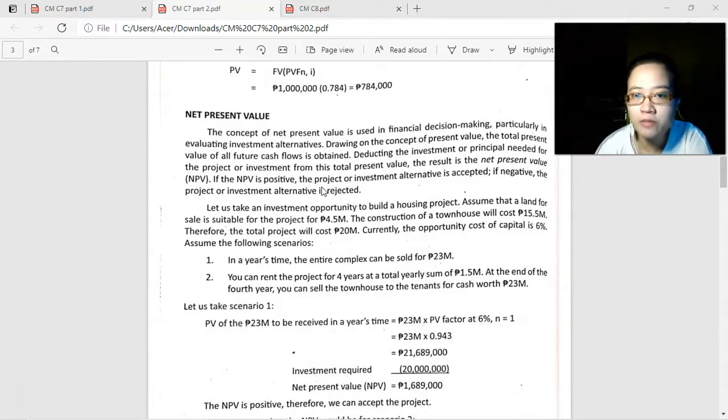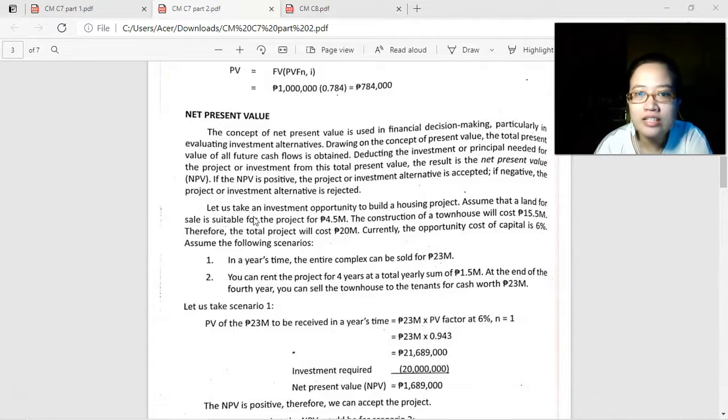If the NPV is positive, the project or investment alternative is accepted kasi parang profitable, parang kumita ka. Pero kapag negative, ibig sabihin, mas malaki yung cost mo kaysa dun sa cash flows, present value ng cash flows na natanggap mo, the project or investment alternative is rejected kasi malulugi ka lang.